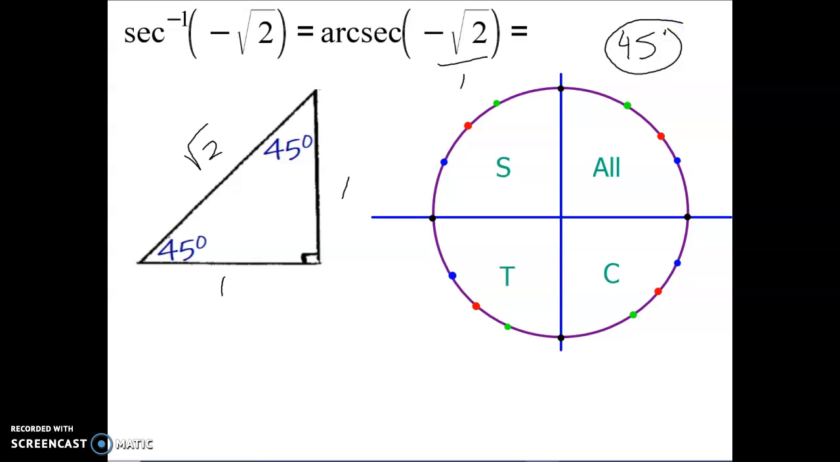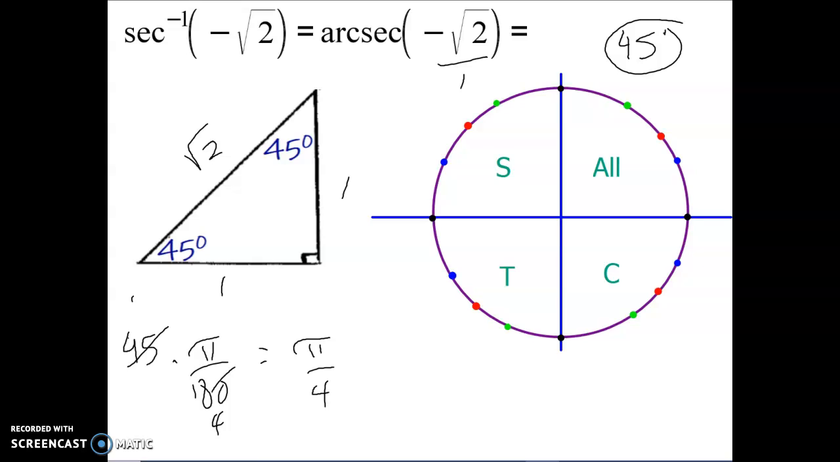A couple of different ways to do this. First of all, if you don't remember which denominator goes with 45 degrees, you can always take your 45 and multiply by pi over 180. And then you'll have to simplify. 45 goes into 180 4 times. So my radian reference angle is pi over 4. Okay, so now I have the right reference angle in radians.